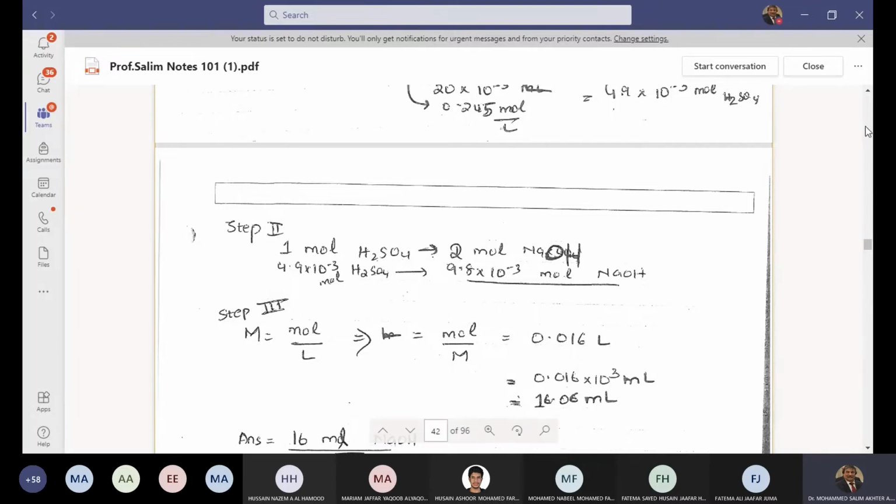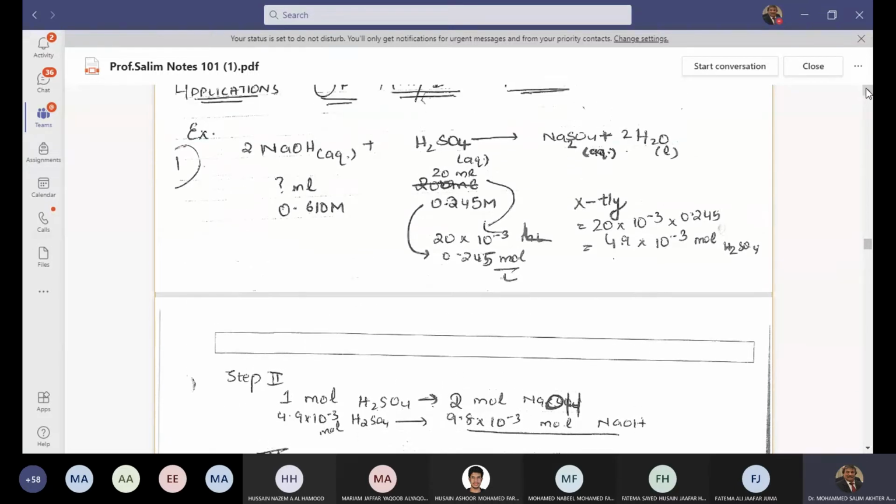I want to repeat because I like it. First, check the equation is balanced. Second, go to that side, this or this, where you have two pieces of information, not one. Now you have two pieces of information on this side. I converted milliliters into liters. I wrote down molarity in this form. I multiplied, and I get moles of sulfuric acid.